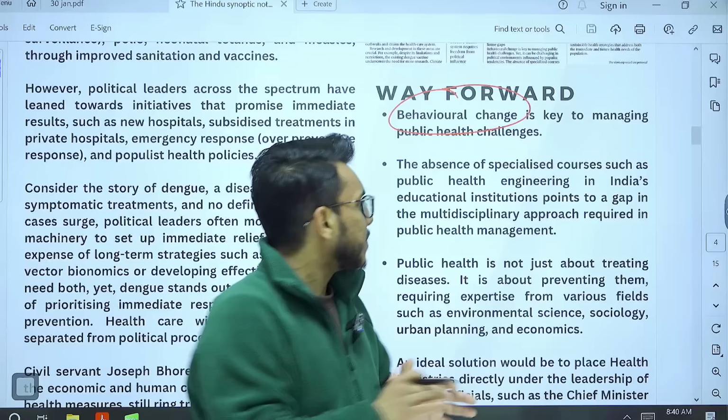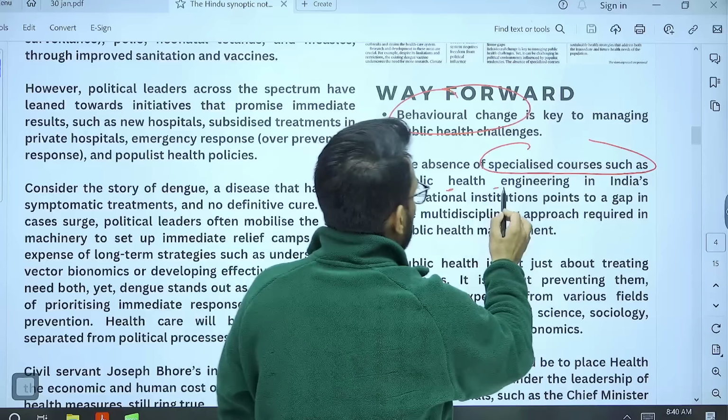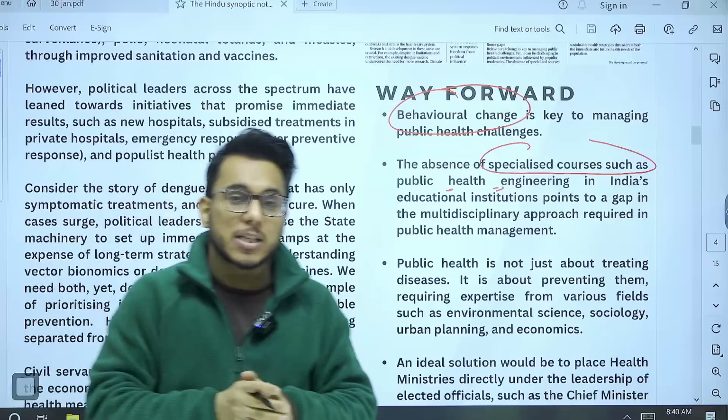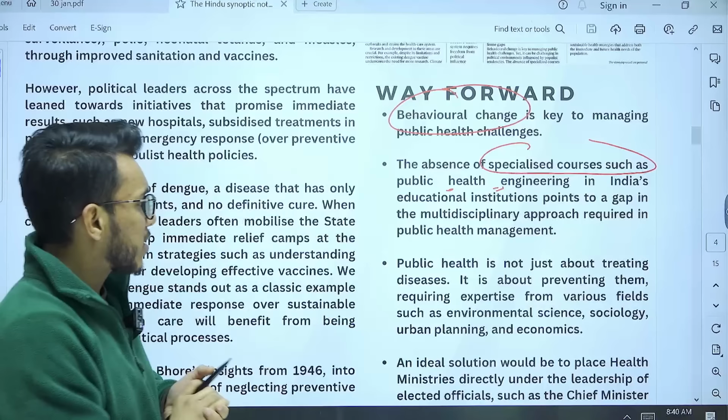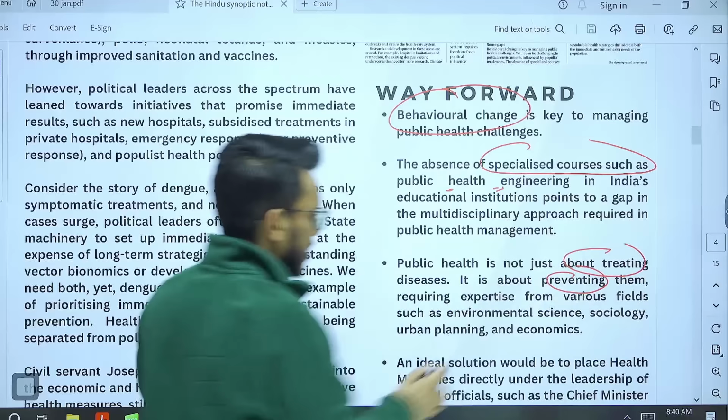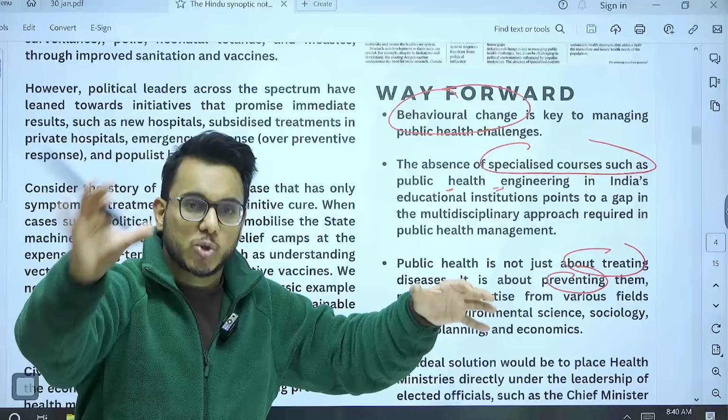Second, there are no specialized courses such as public health engineering. Public health engineering is a specialized domain which can improve the efficacy and efficiency of existing health enterprises. But we don't offer educational courses. Also, public health is not just about treating disease, it is about preventing diseases. And for preventing diseases, we need to bring doctors, sociologists, scientists, and environmentalists together, and they should form the policy.